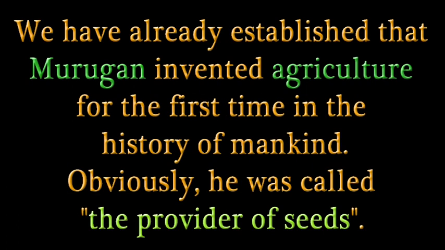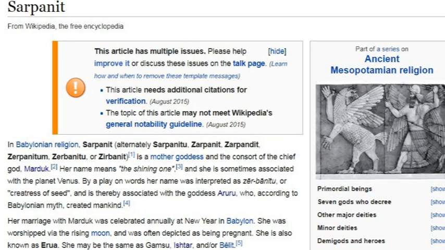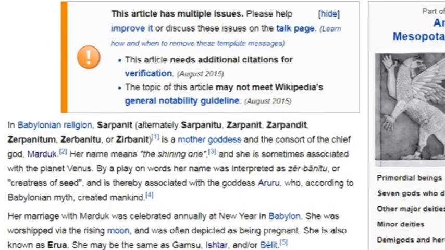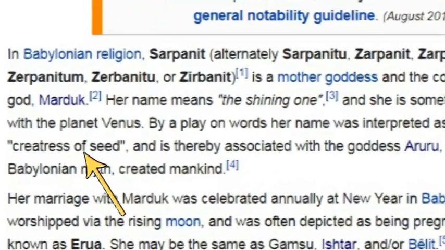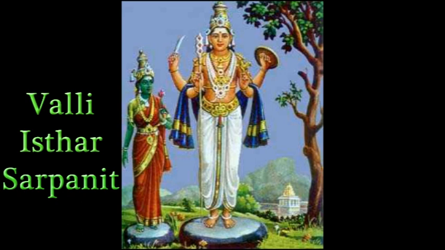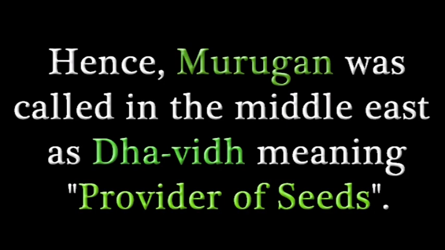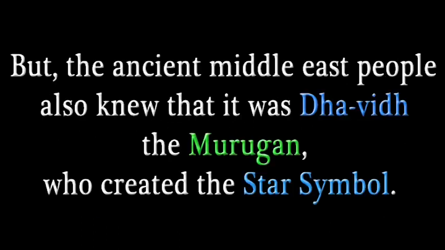We have already established that Murugan invented agriculture for the first time in the history of mankind. Obviously, he was called the provider of seeds. This shall be further established by the fact that the wife of Marduk was called Sarpanit and she was characterized as the creatress of seeds. Sarpanit was one of the Middle East names of Valli, the goddess of agriculture created by Murugan. Hence, Murugan was called in the Middle East as David, meaning provider of seeds.